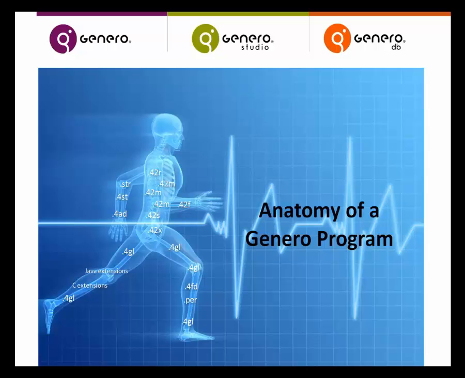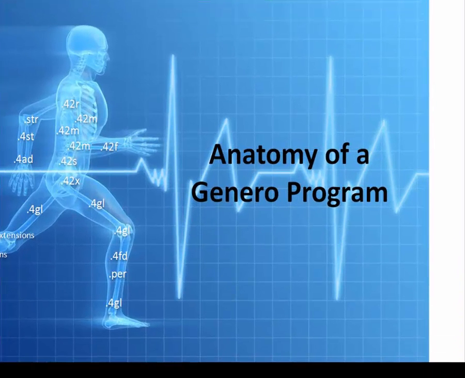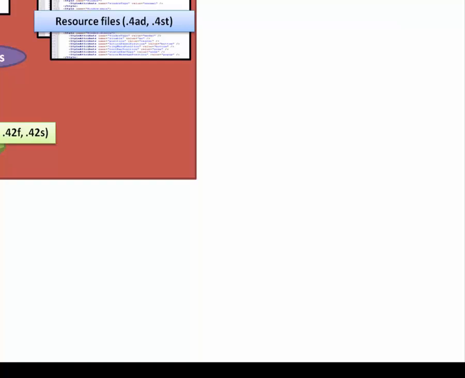In this video, we'll talk about the anatomy of a Genero program. In other words, what are the various parts of a program and where do those parts come from? What types of files are we going to be working with? Let's start with the development machine.